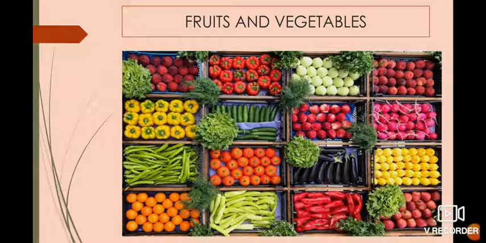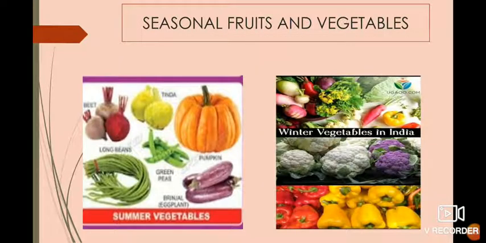Some fruits and vegetables we can get throughout the year. For example, bananas. Bananas you can have all throughout the year. Similarly, potatoes and onions you can get throughout the year. But there are other fruits and vegetables which are seasonal. It means in a particular season only we can get. So based on this, we have summer vegetables and the winter vegetables.